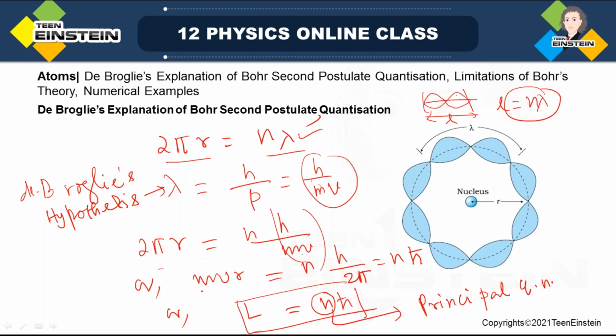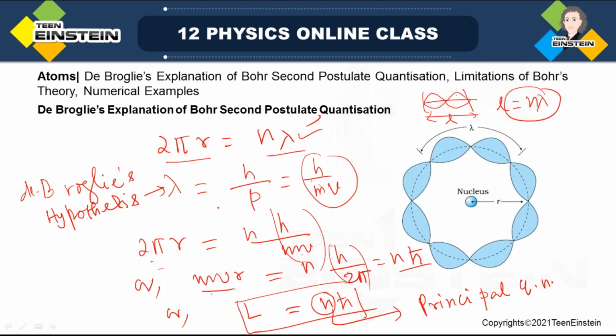So now look, this mv and r on the left hand side, 2π goes down beneath the h, so this is h/2π. On the left hand side you have mvr, and n is the integer number. So mvr = nħ, or nh/2π. So this is the postulate. We have arrived at it from two things: the condition for stationary wave, and de Broglie's hypothesis. These two things we have used here.